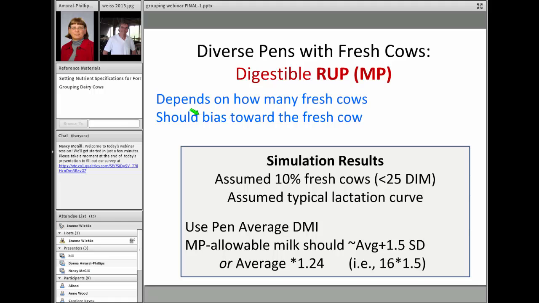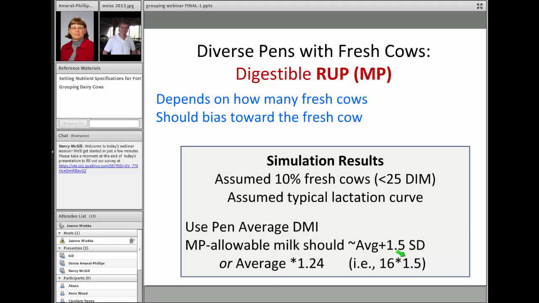And again, the reason you tend to bias your results more toward feeding that fresh cow adequately is because what you do that first couple weeks is going to set her up for a whole lactation. But in this simulation, what we assumed was 10% of the pen was fresh cows, less than 25 days. We assumed a normal lactation curve. And what we came up with is, again, using pen average intakes, instead of 1 standard deviation, I'm going to formulate for 1.5 standard deviations.